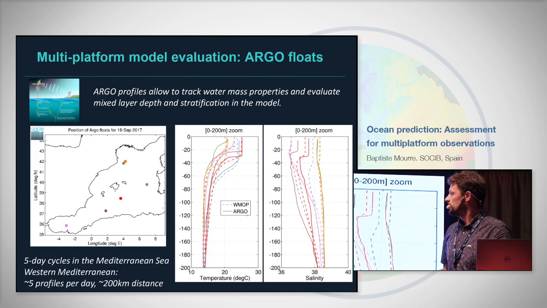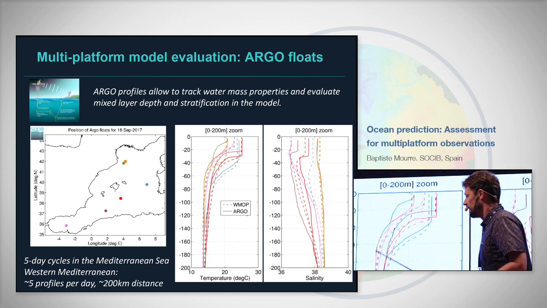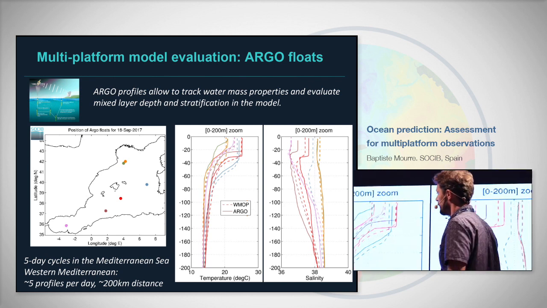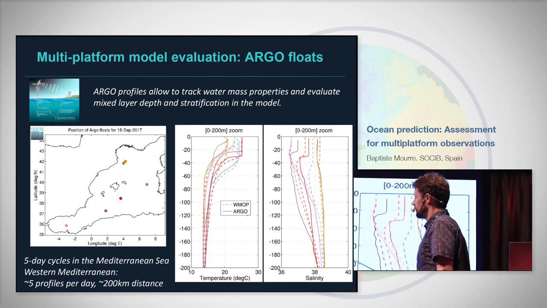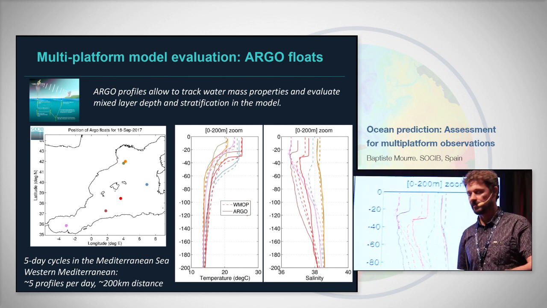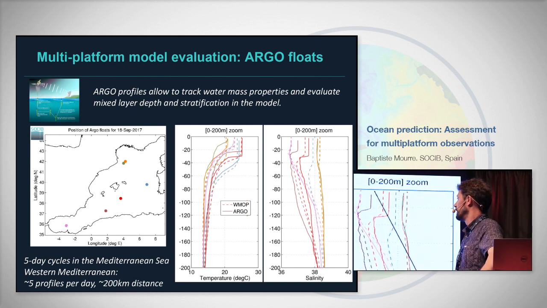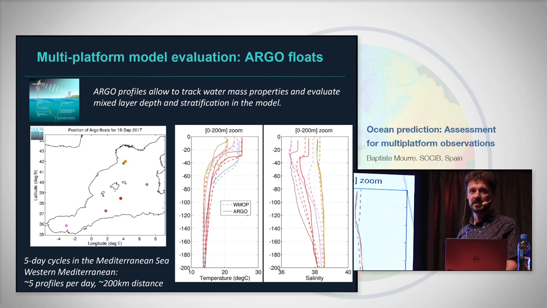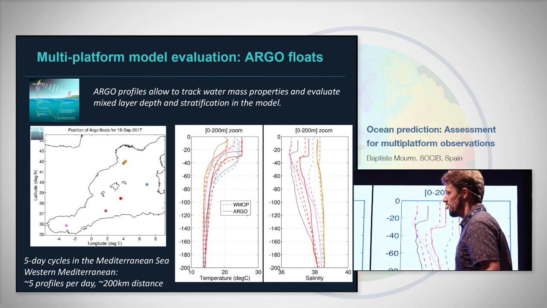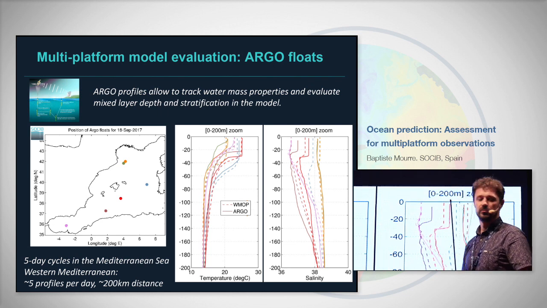Okay, so let me quickly show you the ARGO floats, the situation we have in the basin here. We have 5-day cycles in the Mediterranean Sea, so it's around 5 profiles per day, let's say 200 kilometers separation between these. If you compare the models with the data every day, you can get an estimation of how your model represents the mixed layer depths, for instance, or the vertical mixing. Also importantly, it has information about salinity, which is not very well observed data. We now have data from satellite, but in this basin, we haven't really managed at the moment to exploit them.